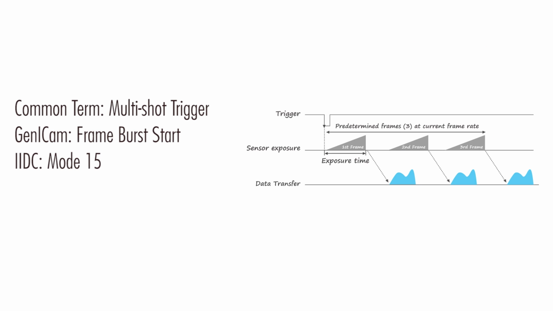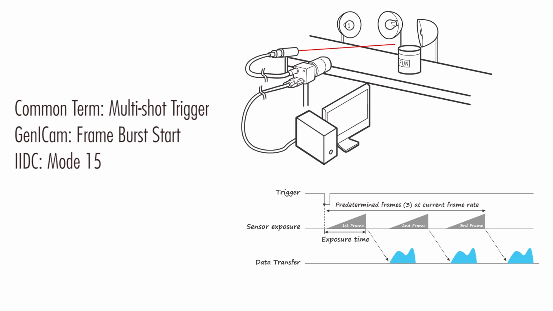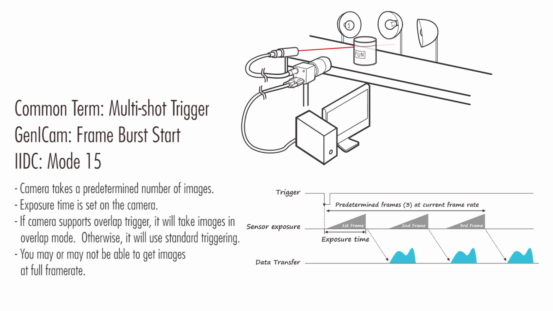The third trigger mode is called multi-shot, also known as Frame Burst Start in GenICam or Mode 15 in IIDC. It allows you to take a predefined number of frames, one after another, once the camera is triggered. The camera starts integrating on the trigger signal and takes a predetermined number of images. In this example, 3 images are taken one after the other. Now, if the camera supports overlap trigger mode, it will take the images in overlap mode. Otherwise, it will use standard triggering. So this means you may or may not be able to use this mode at the maximum frame rate.